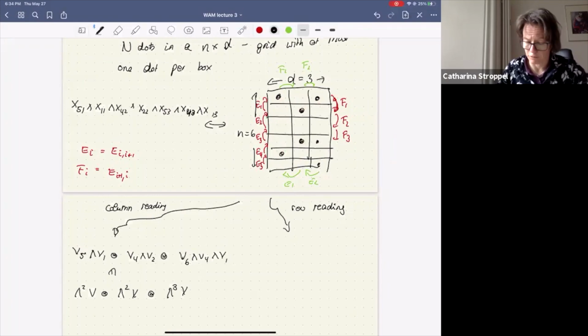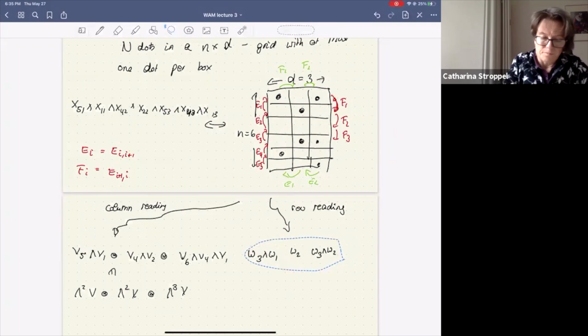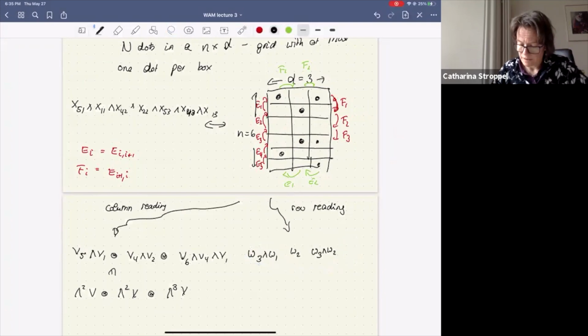So I take the first row. It's in the third and the first column. Then I take the second one. So this is just in the second. Then in the third one, I have nothing. Here I have 2 and 3. So I take 2 and 3. I always order them, so I have the bigger one first. And then the next one is 1, and the last one is 3.